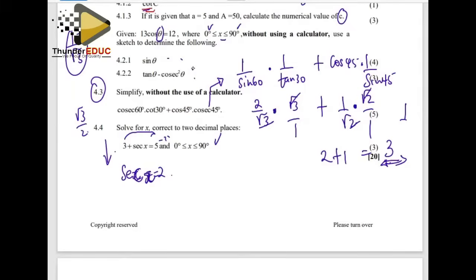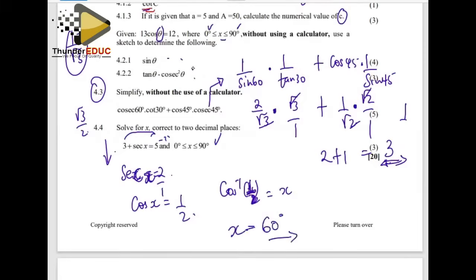Then we know that sec is the reciprocal of cos, meaning that the cos of x is going to be 1 over 2. Then shift cos of 1 over 2 should give us x, meaning that our x is going to be just a 60. All right, so that is how that would have been answered. Okay, sec x, shift cos of a half, which is a 60.